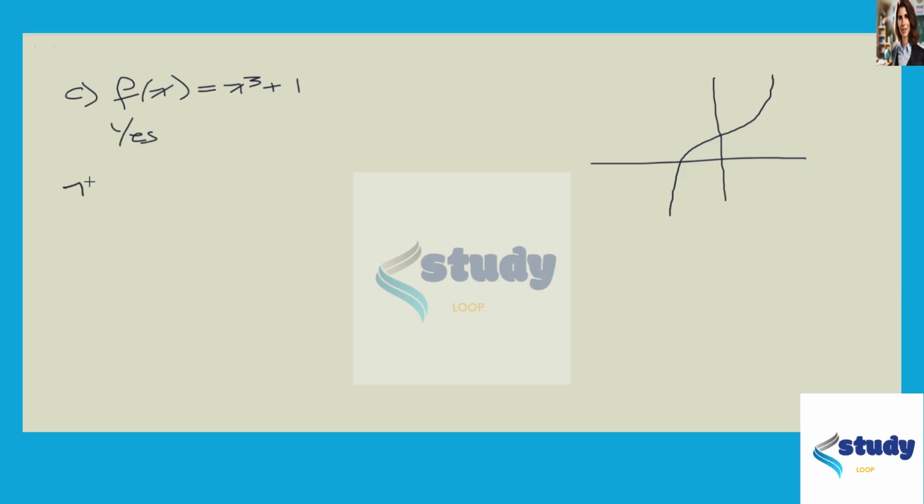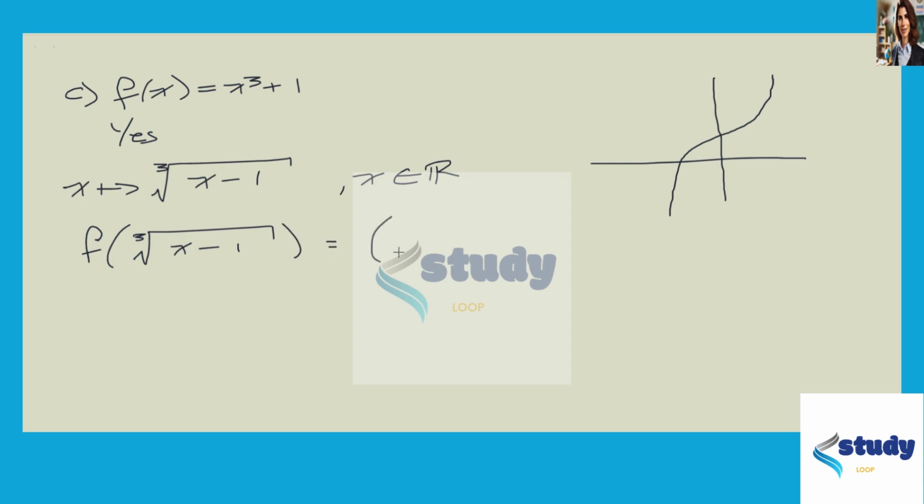To prove it, you take the map x maps to the cube root of x minus 1, where x is a real number. Then your function evaluated at the cube root of x minus 1 is equal to the cube root of x minus 1, cubed, plus 1. The cube root and the cubed cancel each other out. So you have x minus 1 plus 1, so this is just x. And so since x is any real number, this is a bijection.